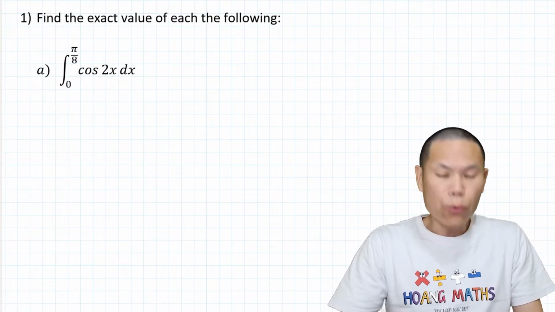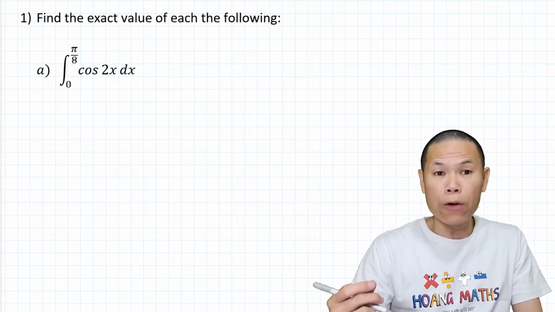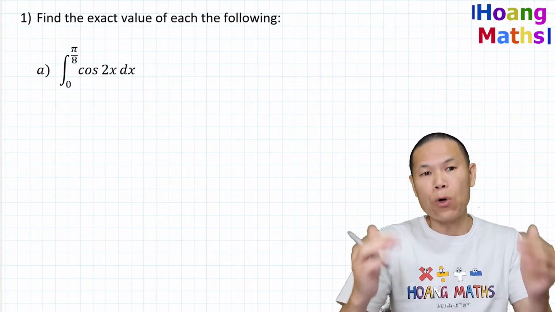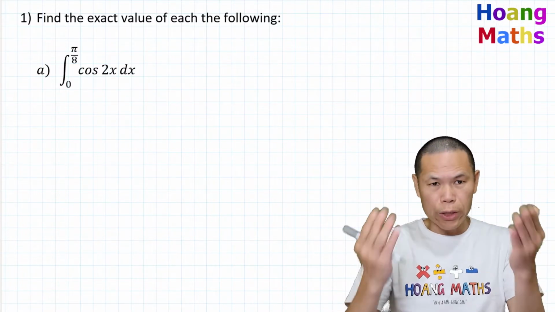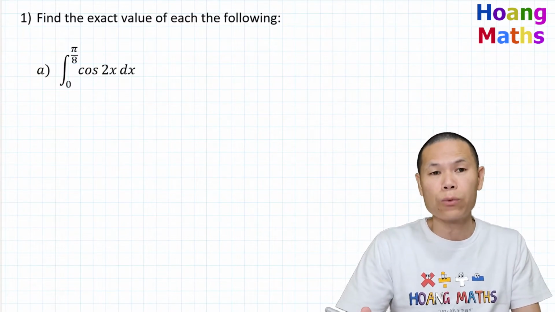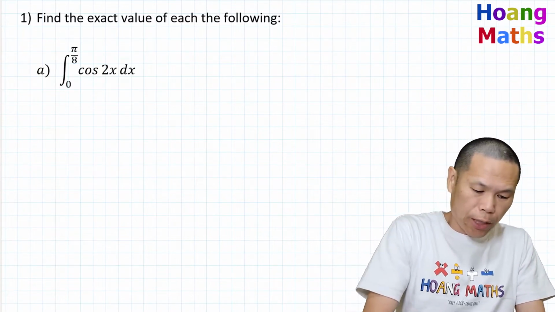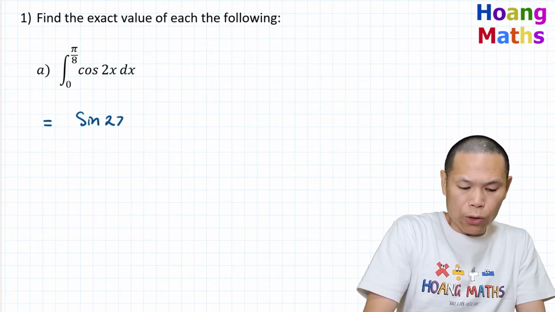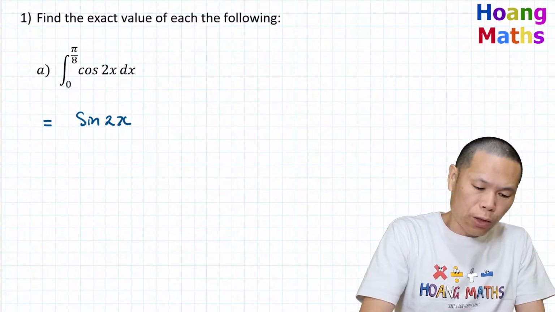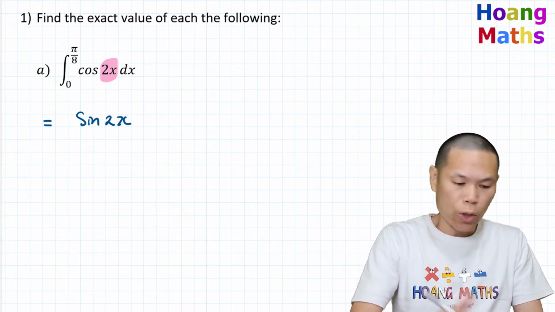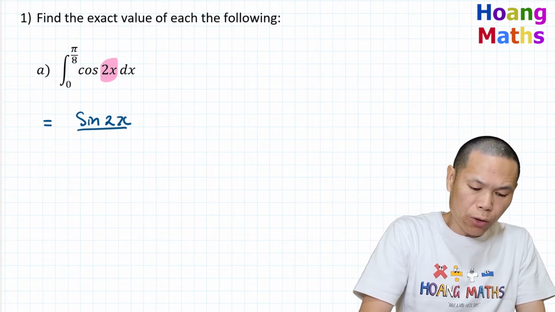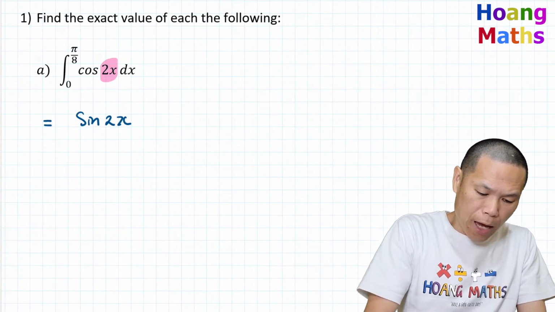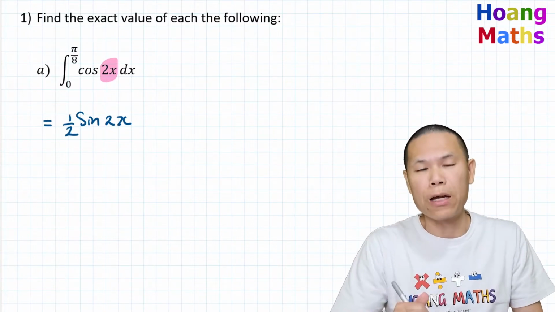First one. We need to evaluate the integration of cos of 2x from 0 to pi over 8. First of all, we need to integrate cos. To integrate cos, we know that integrating cos will give us sine. So that is equal to sine of the angle, that is 2x. And then we differentiate. Differentiating 2x will give us 2. So therefore, we divide by 2. And dividing by 2 is exactly the same as a half of sine of 2x.